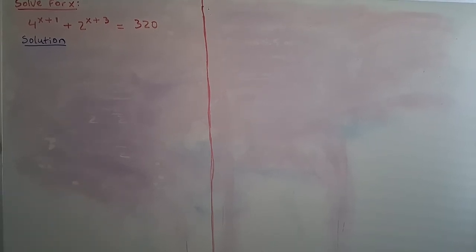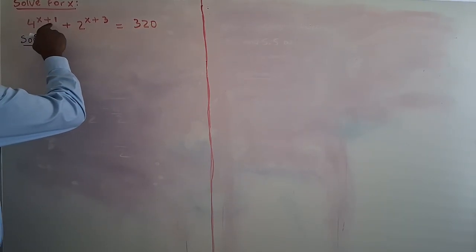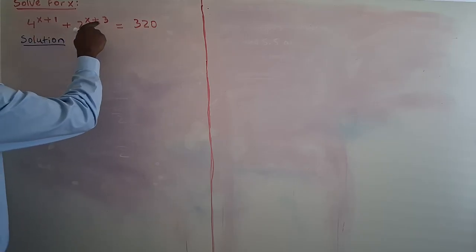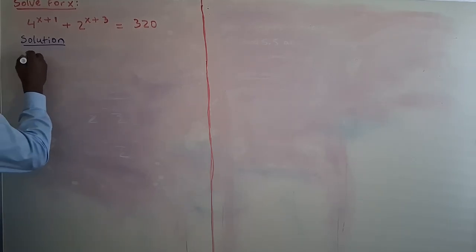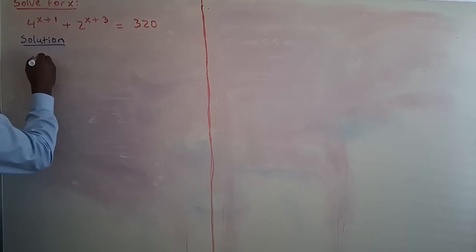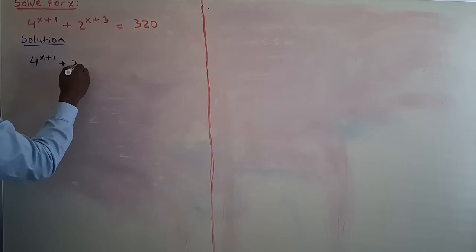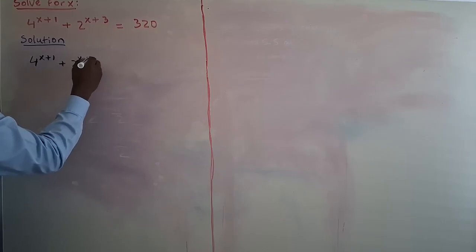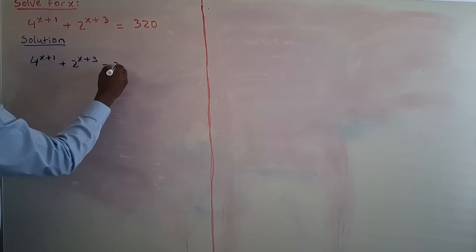Hello, today we will be working on the exponential problem where we have 4 to the x plus 1 power plus 2 to the x plus 3 power equals 320. So the first thing that we're going to do is put the problem down. 4 to the x plus 1 power plus 2 to the x plus 3 power equals 320.